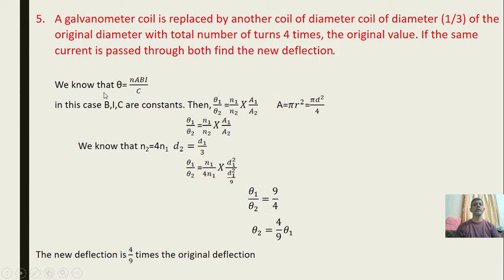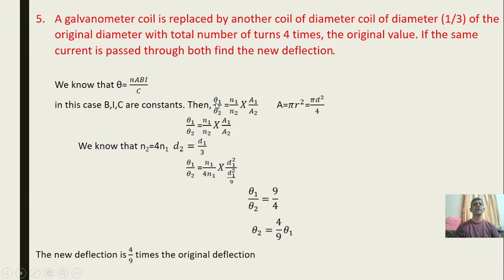Here the deflection through the ballistic galvanometer is given by theta is equal to NABI divided by C. N is the number of turns, A is the area of the coil, B is the strength of the magnetic field, I is the current through the coil, and C is the couple per unit twist. Here in this case, B, I, C are constants: strength of the magnetic field, current and couple per unit twist are constants.